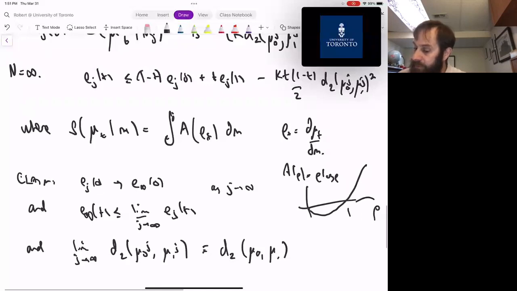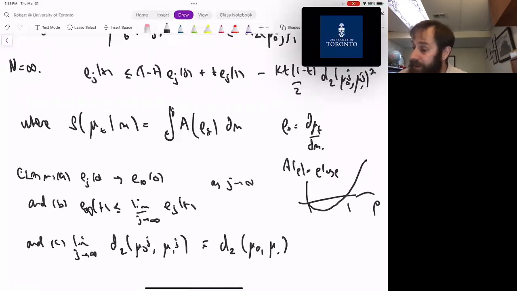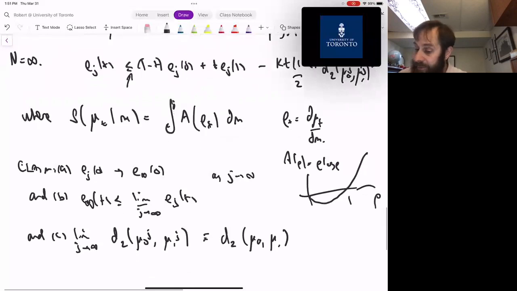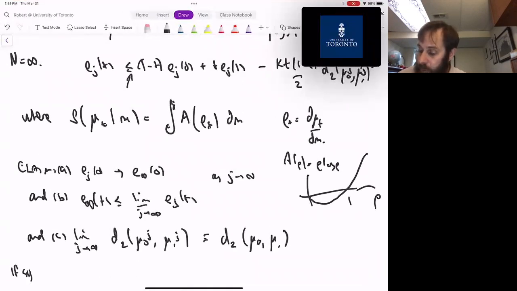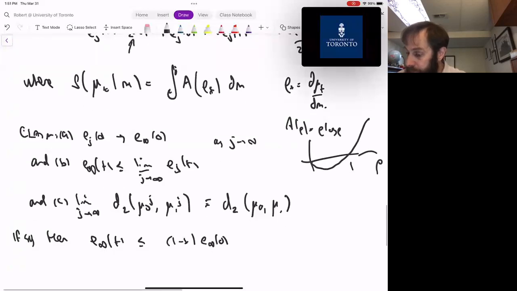So if I have all these three, maybe I should call them A, B, and C. If A, B, and C are all true, then I can pass the limit in this inequality here and get, in the limit, E infinity of T is less than or equal to 1 minus T times E infinity of 0 plus T times E infinity of 1. And this is along our preferred subsequence where the geodesic joining these guys converges to the geodesic joining these guys uniformly in T.